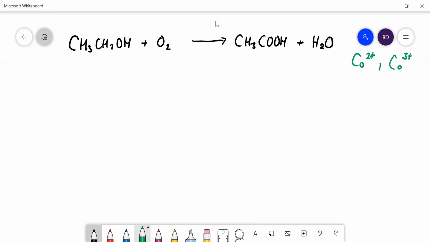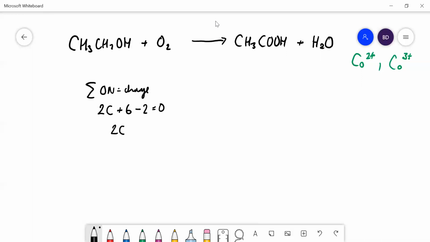Okay, so the ethanol is oxidized. If you work out the oxidation number there, in ethanol, well, let's see, the sum of the oxidation numbers is equal to the charge. So we've got 2 carbons, we don't know the oxidation number there. We've got 6 hydrogens, they're all +1, so +6. We've got an oxygen which is always -2, that's equal to 0. So therefore 2C plus 4 is equal to 0, so that means carbon has an oxidation number of -2 there.